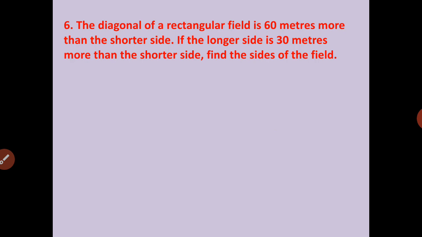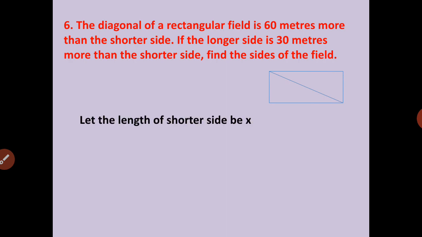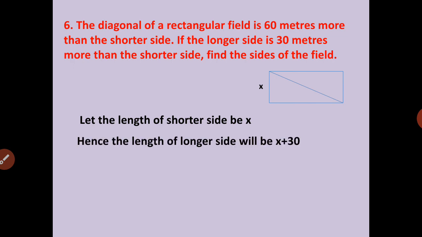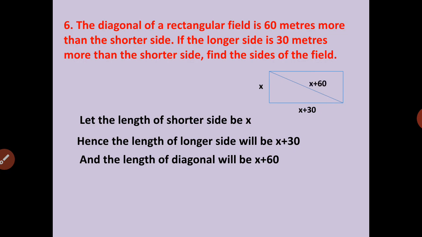So let us begin with the figure. This is your rectangular field. Let the shorter side be x. What will be the length of the longer side? x plus 30. And then what will be the length of the diagonal? It is 60 meters more, so it will be x plus 60. So this is how you have the lengths of the three sides now.